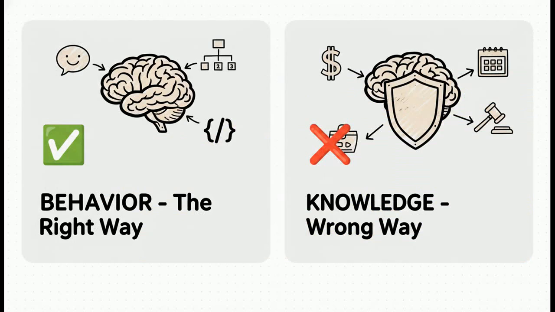The principle is all about the separation of behavior and knowledge. Your prompt is the perfect place to define behavior. As you can see on the left, that means telling the AI its tone of voice, the logical steps it needs to follow, or the output format you want, like JSON. But it should never contain volatile knowledge, things like prices, company policies, or specific dates. That information belongs somewhere else, like a database or an API, where it can be updated in an instant.